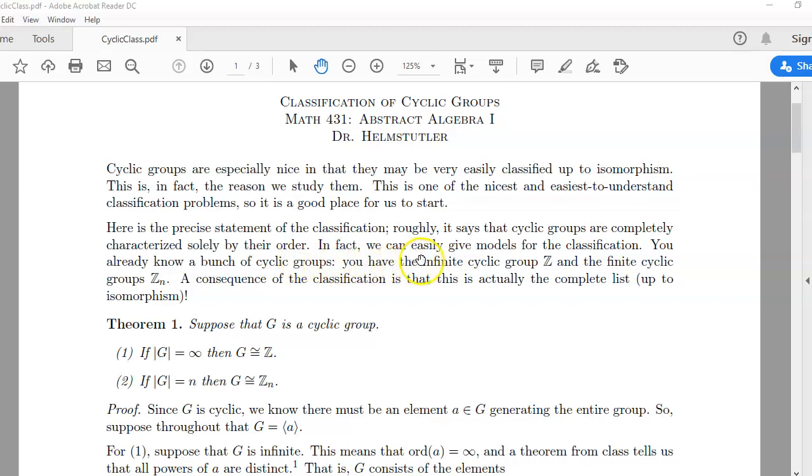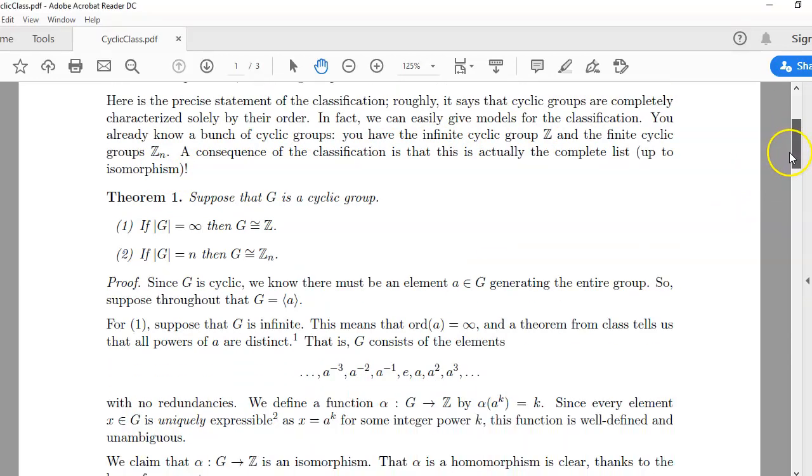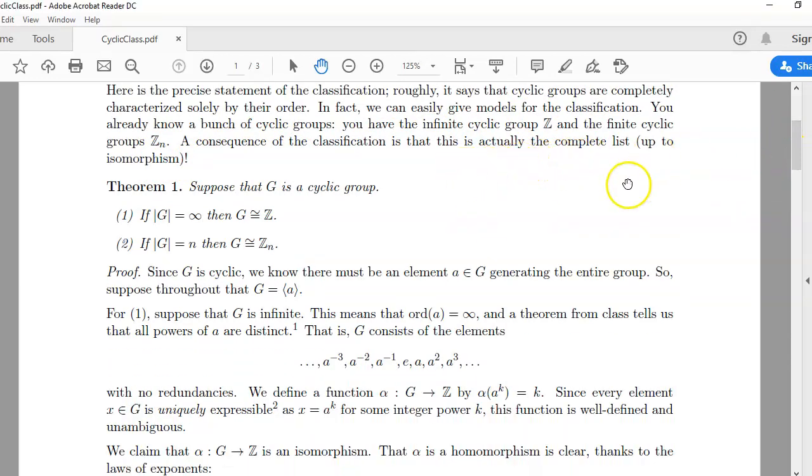And in fact, we can easily give models. The models are going to be the cyclic groups you already know about. There's the infinite cyclic group Z, and then we have the finite cyclic groups Z mod n. And a consequence of this classification is going to be that this is the whole list, right? So we actually know everything there is to know about cyclic groups simply by studying Z and studying Z mod n, okay? So let's walk through the proof of this. How do you prove such a classification statement, right? Well, here's the biggest step.